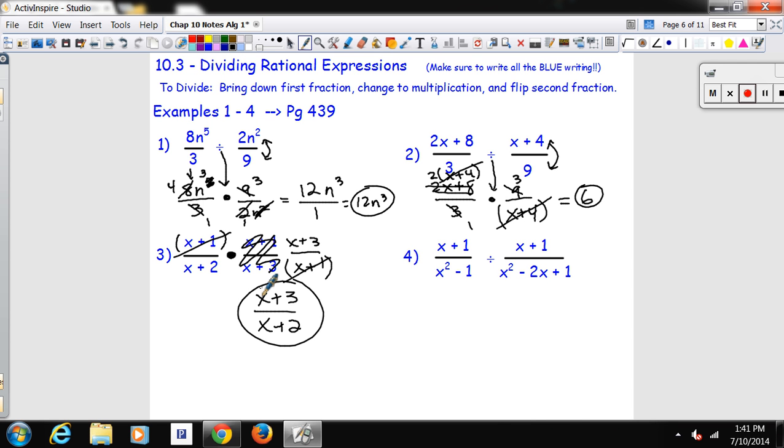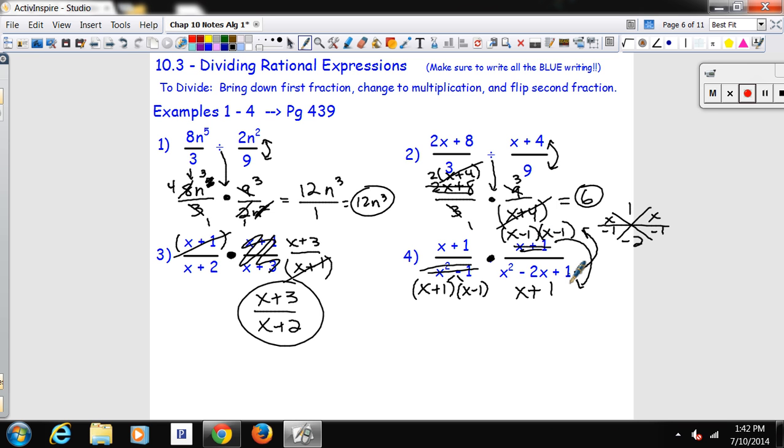And then number 4, you're going to need to factor this bottom one, x plus 1 and x minus 1. It is a difference of squares, so you can cross it out once it's factored. You're going to change this to multiplication, and you're going to bring this one to the bottom. You're going to bring this one to the top, but you should factor it first. So you're going to put a 1 and a negative 2. Multiply to give you 1, add to negative 2 would be negative 1 and negative 1. So you're going to get x minus 1 and another x minus 1.